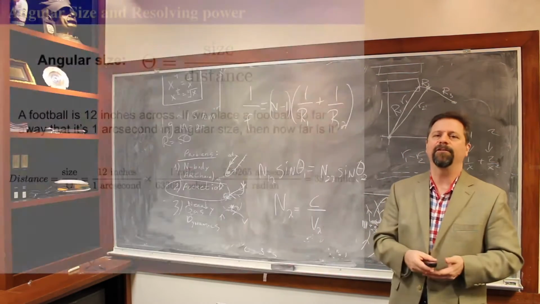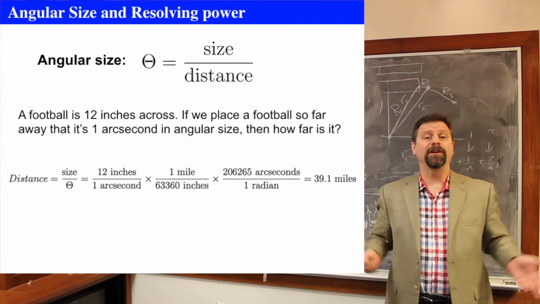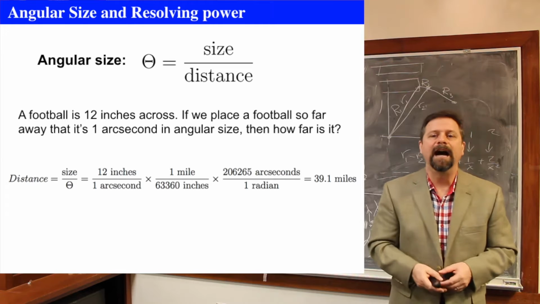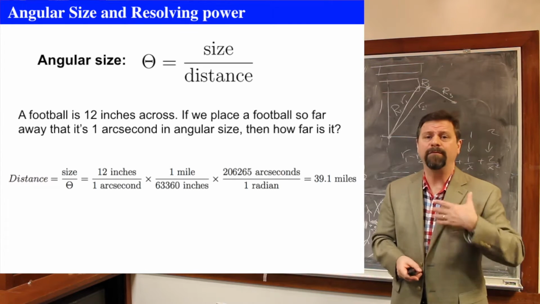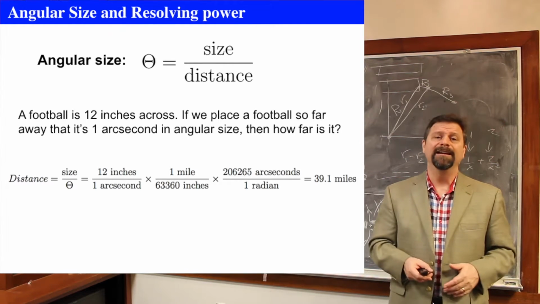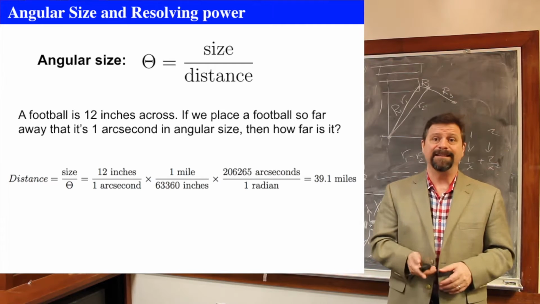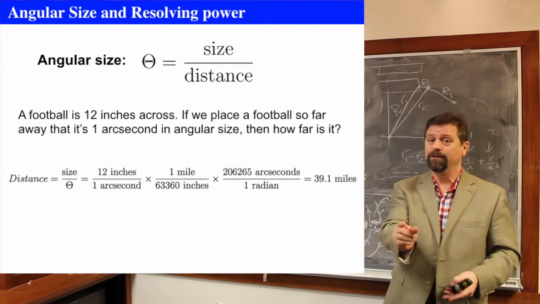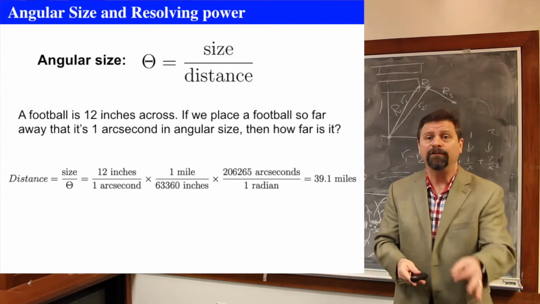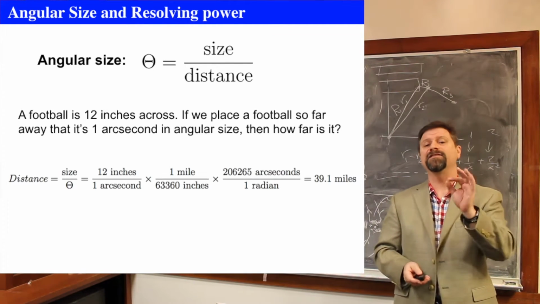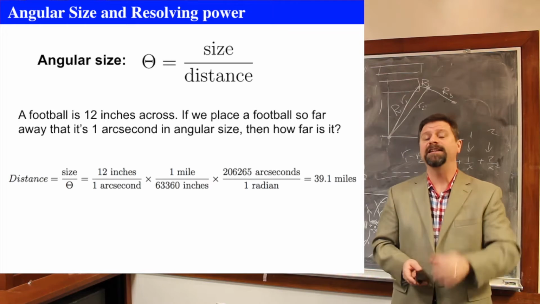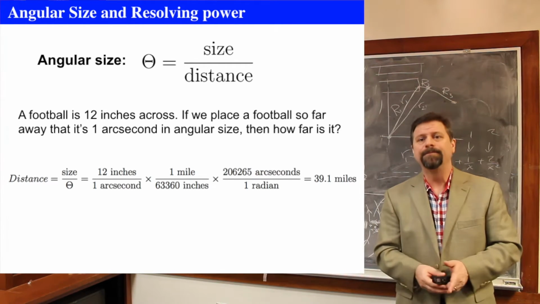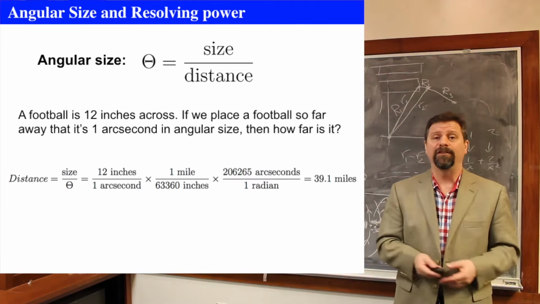Okay, so how does this work out and what can we use it for? So let's say we have the angular size of something. Pretend we're looking at a football. A football is about 12 inches across. Strictly speaking, it's about 11. And if we take that football and we push it so far away that it's about 1 arc second in size, then it's 39 miles away. That's a really tiny size. It looks really small. So that has a small angular size. When something looks small, but you know it isn't small, we know the angular size is small.